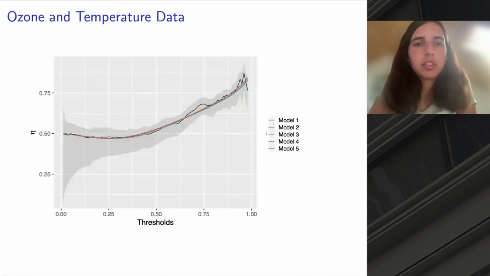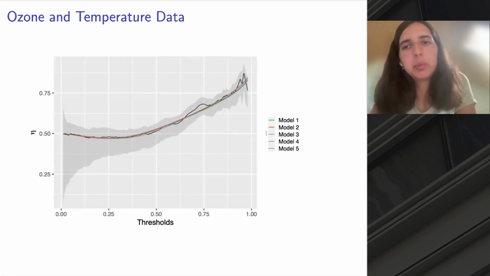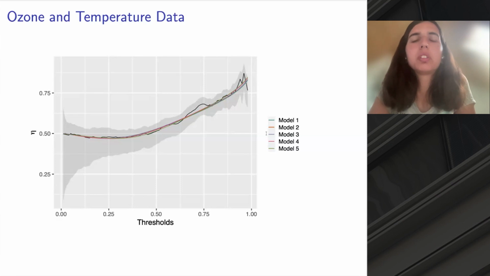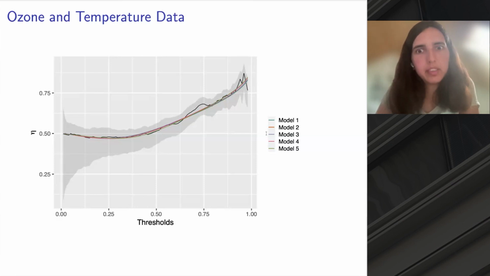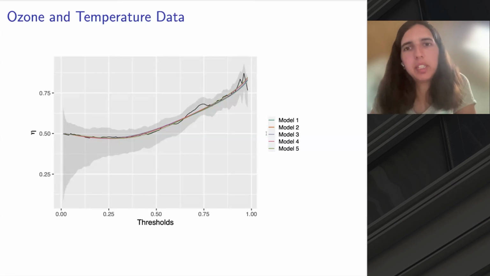And the eta plot is way better. So there is a good fit in the body and a way better fit in the tail. And between these 5 models, there is not one that would represent this eta badly. So we were quite happy about that.